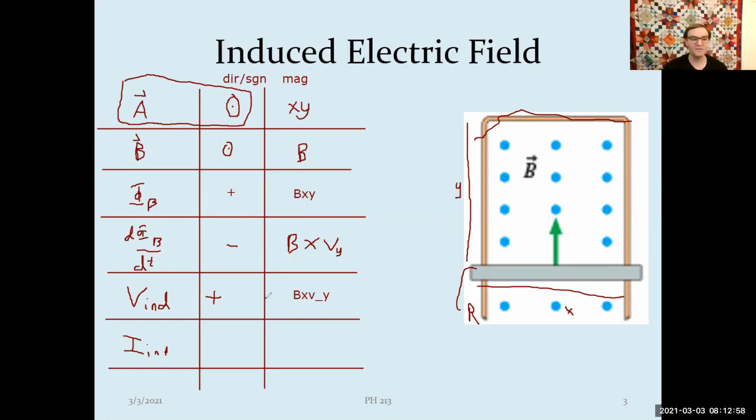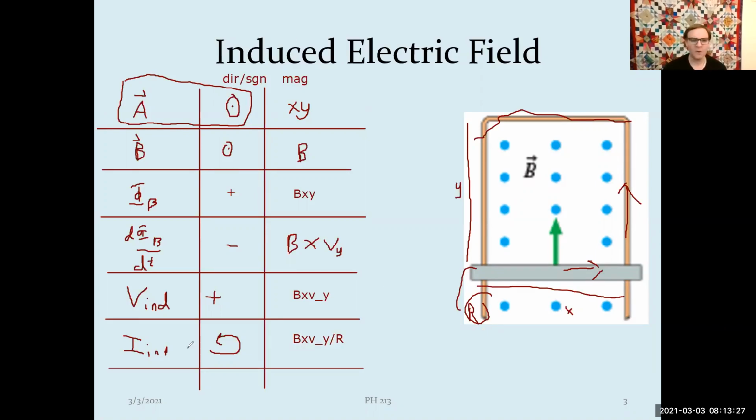So I have a positive voltage induced. That's going to give me a counterclockwise current. So I'll just draw a little arrow for that. Counterclockwise current, which is kind of this way in the circuit. And I can figure out how big it is by taking the voltage and dividing by the resistance in the circuit, right? So I decided there was some resistance R. So this is going to be B X V sub Y divided by R.